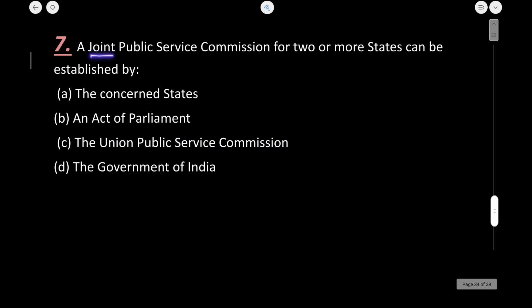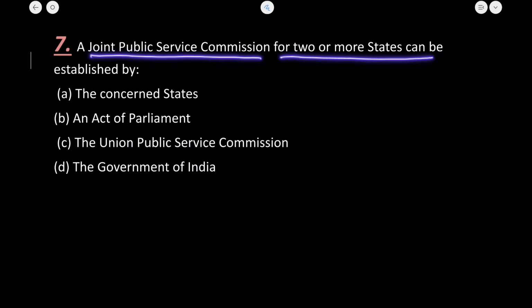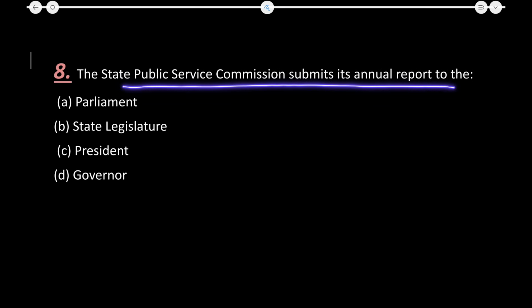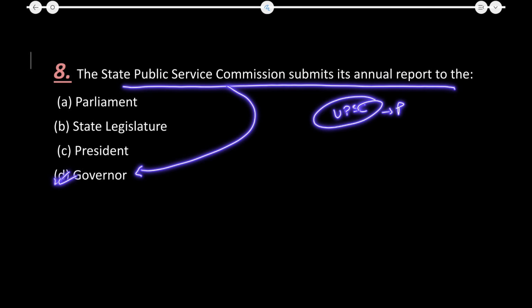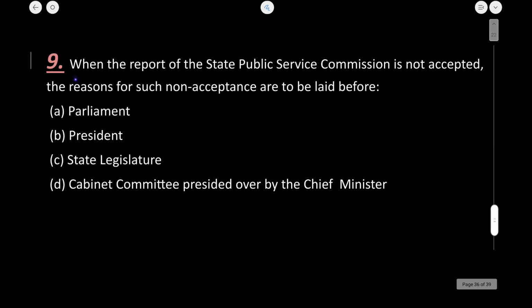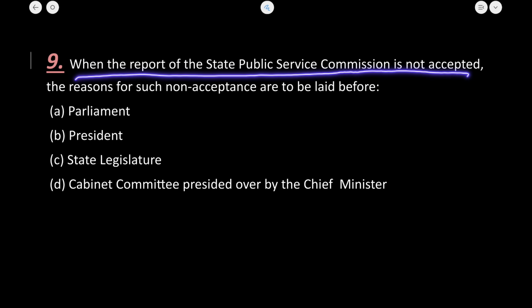Next is, a joint public service commission for 2 or more states can be established by. So, this can be established by an act of parliament. Next is, the State Public Service Commission submits its annual report to the governor of the state. Just like UPSC submits the annual report to the president, the State Public Service Commission submits its report to the governor. Now, next is, when the report of the State Public Service Commission is not accepted, the reasons for such non-acceptance are to be laid before the state legislature.